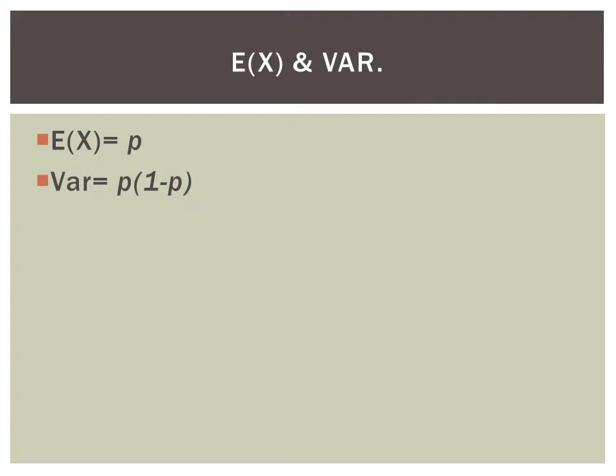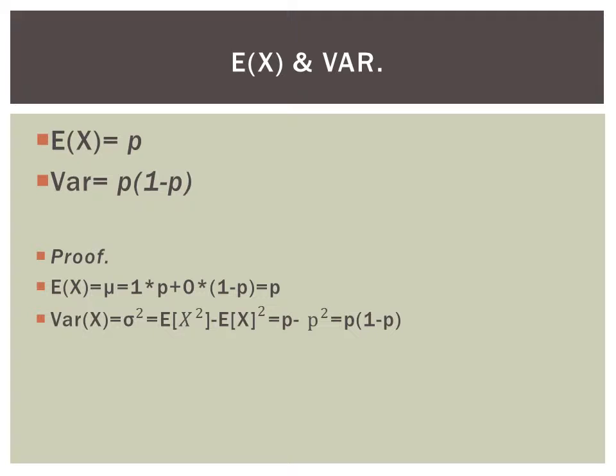Mean equals p and variance equals p times 1 minus p. Because the probability of 1 is p and of 0 is 1 minus p, the expected value is 1 times p plus 0 times 1 minus p, which equals p. The variance equals the expected value of X squared minus the square of the expected value of X, which equals p minus p squared, which equals p times 1 minus p, the same as the probability of 1 times the probability of 0. Easy, right?